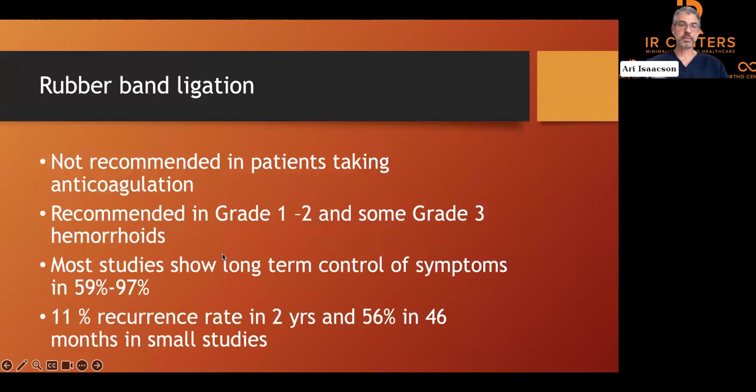Now, it is an effective treatment, and it's a common treatment, but there are a few issues with it. If someone's on a blood thinning medication, it's not necessarily recommended. We talked about the grading system of hemorrhoids just now. It's good for grade 1 and 2 and maybe some 3, but not 4s. The studies vary on how well it controls bleeding, anywhere from 60 to 97%. And there is a pretty high recurrence rate, about 10% in 2 years, and by 4 years, it's about 50%.